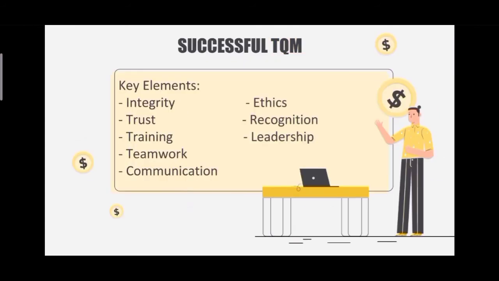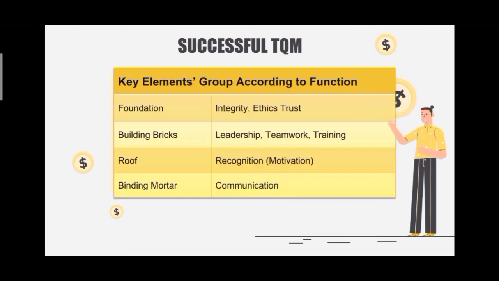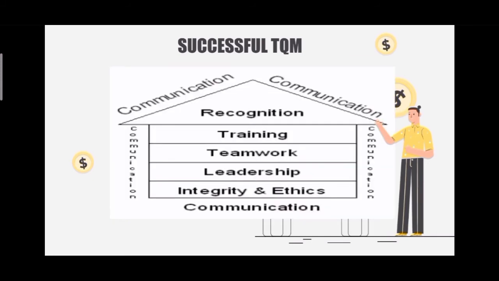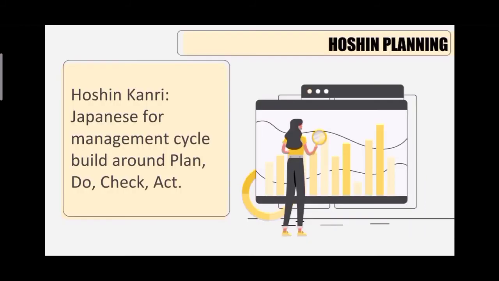First, we have integrity, trust, training, teamwork, communication, ethics, recognition, and leadership. And these key elements are grouped according to their function. The foundation is the integrity, ethics, and trust, while the building bricks are the leadership, teamwork, and training. The roof is the recognition or motivation, while the binding mortar is communication. Here is a simple illustration of how a successful TQM should look.